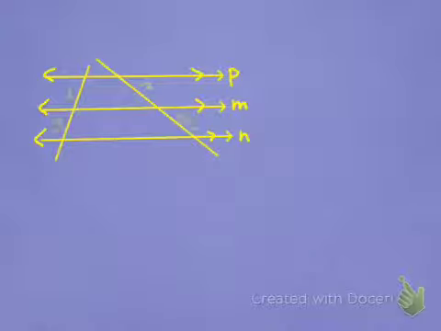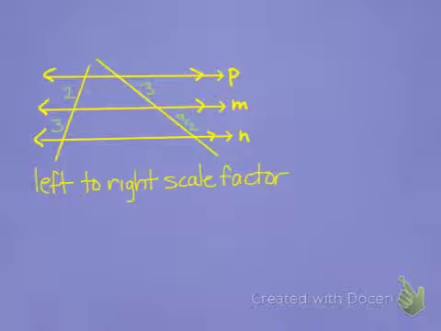So here's what we're talking about. If you have 3 parallel lines that are cut by 2 transversals, then there's a scale factor between 2 and 3 and between 3 and 9 halves. So if we want to know the left to right scale factor, we can take 2 and multiply it by some number to get 3. And that number is 3 halves, because 2 times 3 halves equals 3. So in this case, our scale factor is 3 halves. So 2 times 3 halves equals 3, and 3 times 3 halves equals 9 halves.